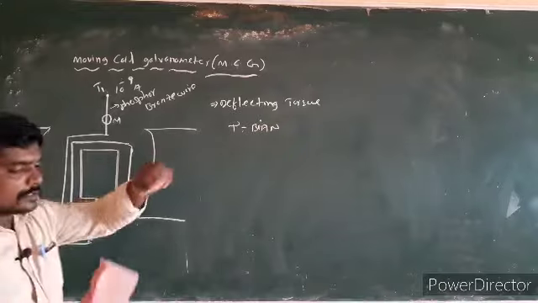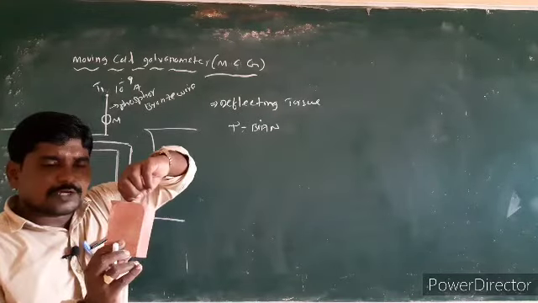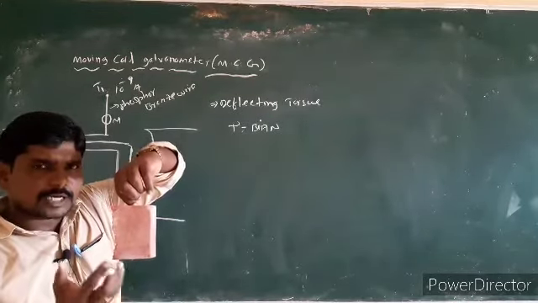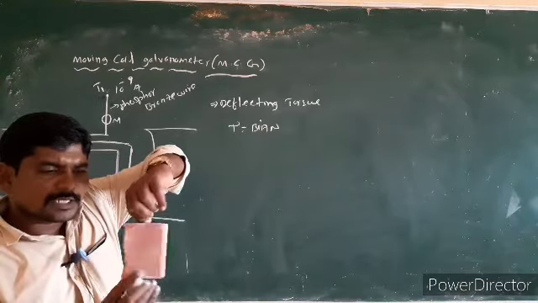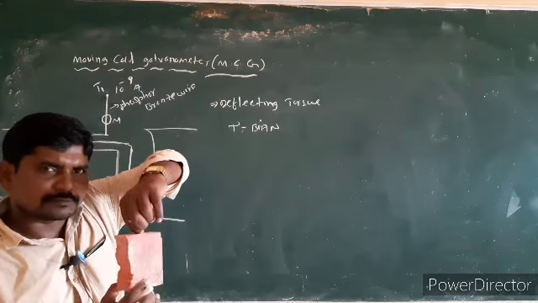Because of the torque, when you connect T1, T2 to the terminals, current flows in the coil and torque acts. Because of the torque, it rotates and then it deflects from its original position.